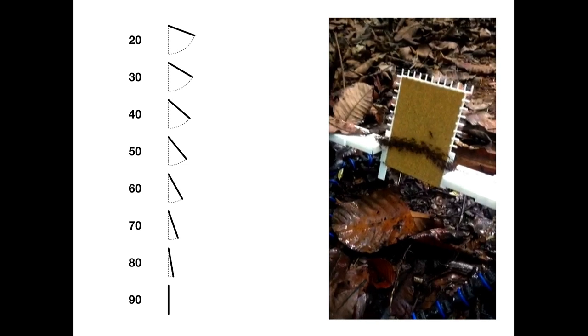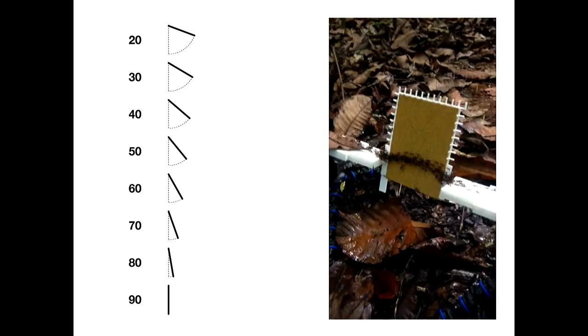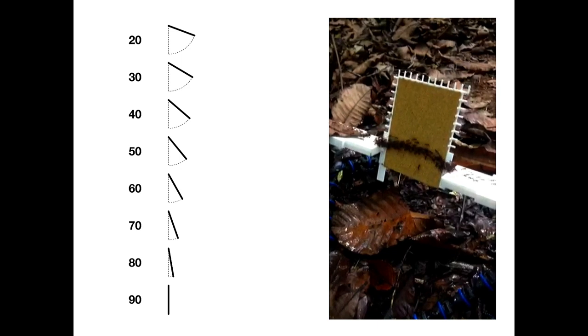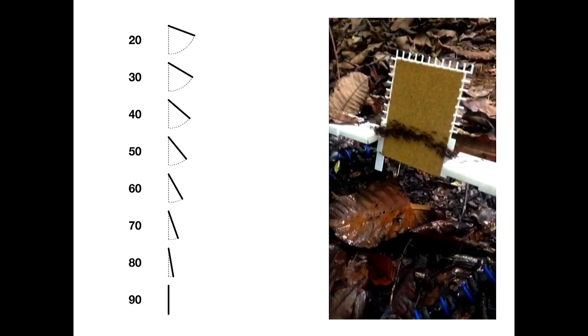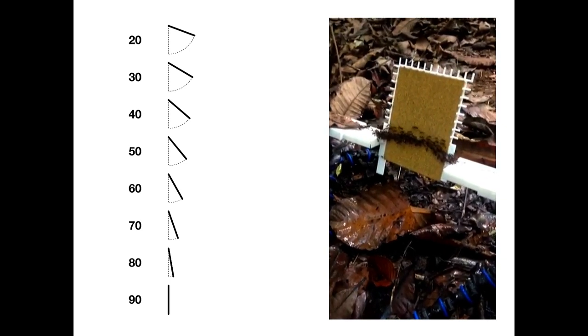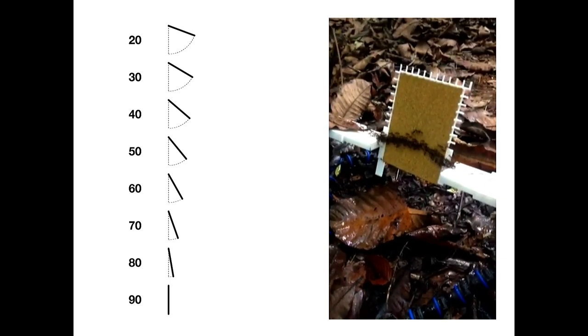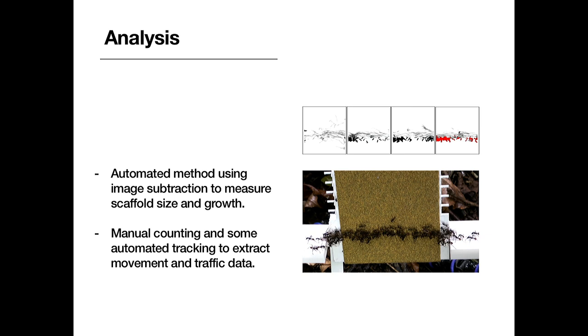So you can see here, this is the scaffolding structure that I'm going to talk more about. And in this case, the angle is quite steep, so you have a nice, robust structure that's formed there. And so we took a bunch of videos, about 10 different experiments at each of those angle treatments. And in order to extract the data, the main thing that we're trying to measure is the size of the structure and how it grows over time.